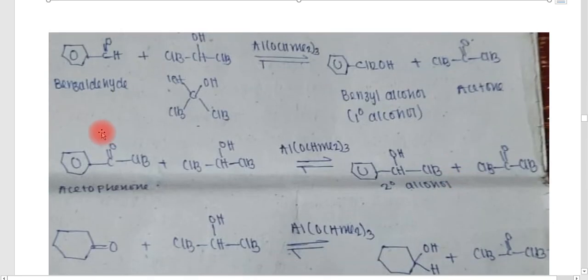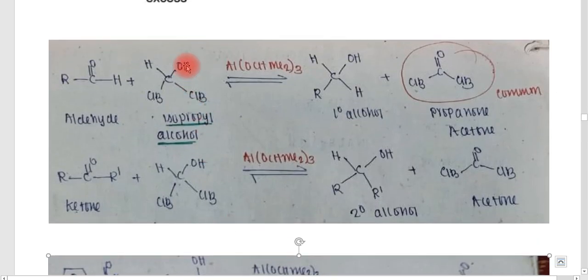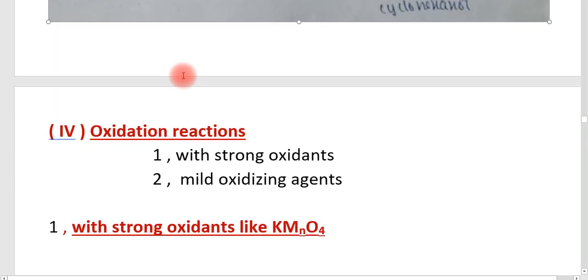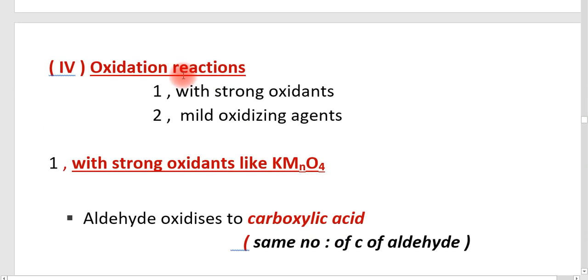The next is aromatic aldehyde and ketone. If benzaldehyde is taken in the presence of isopropanol, it is converted into benzyl alcohol and acetone. If it is acetophenone, an aromatic ketone, it is converted into a secondary alcohol and CH3COCH3. In all cases, we use isopropyl alcohol, as the reaction will only take place in the presence of isopropyl alcohol. Okay. The next reaction is the oxidation reaction.